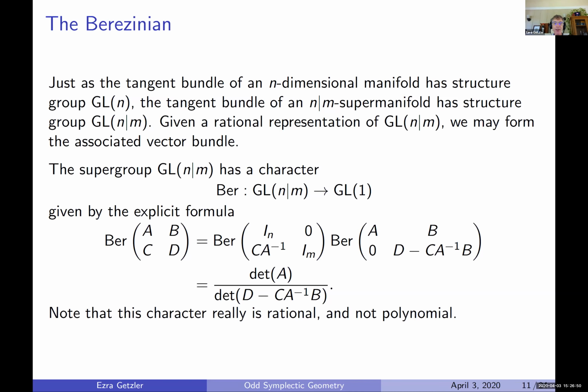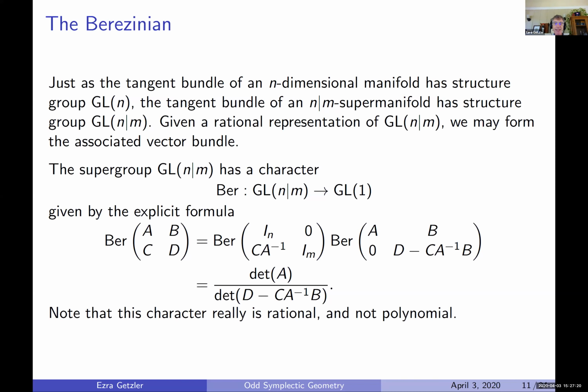Let's see what the formula is. Well, the thing is, it's a character. So if I can factorize my matrix ABCD, I can just write its Berezinian. I should have said its name is the Berezinian. It's named after Berezin, who discovered it. And so once we factor, you'll see that those two matrices on the right of the equal sign are a factorization of ABCD, right?